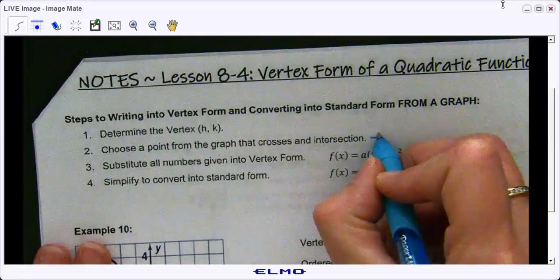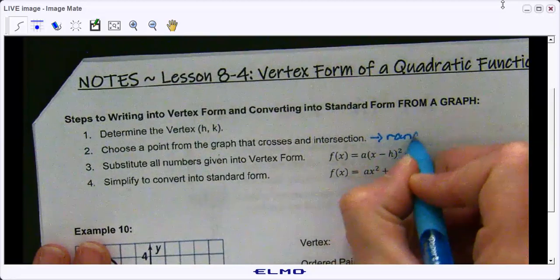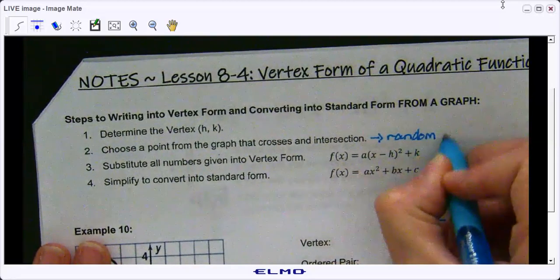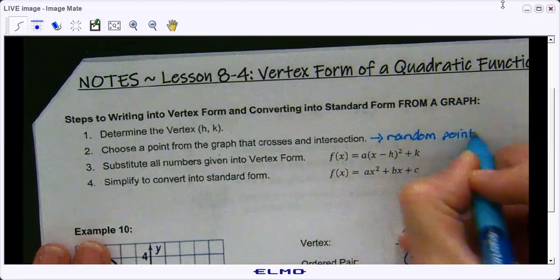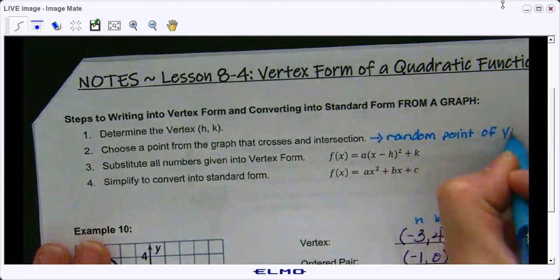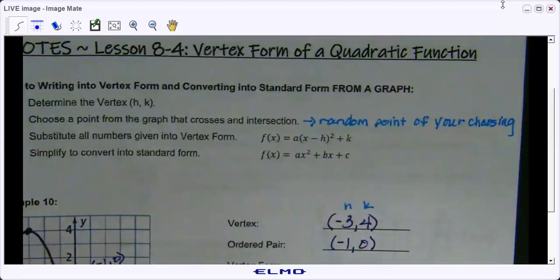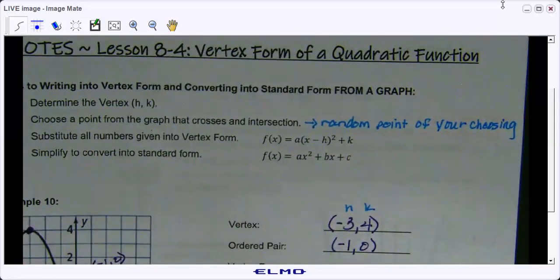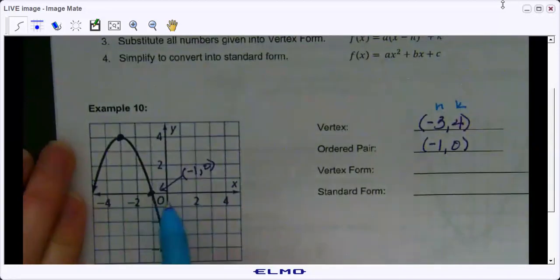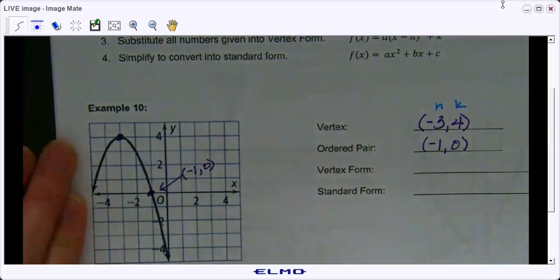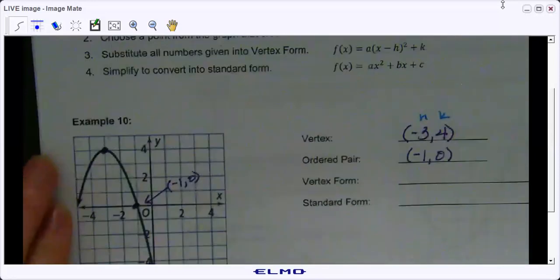Choose a point from the graph that crosses the intersection. This is a random point of your choosing. But it needs to cross an intersection, meaning it needs to be whole numbers. I don't want half numbers. So for example, I wouldn't want you to choose on this graph -1.52, right? We don't want that.